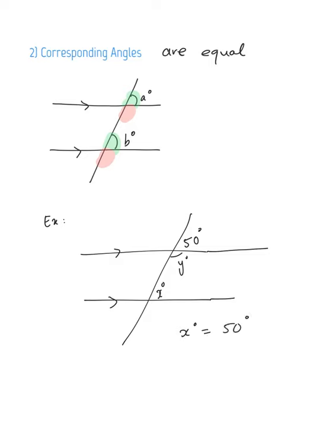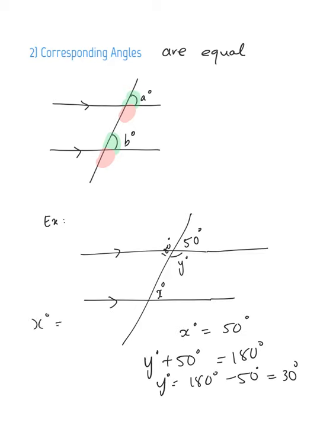And using my supplementary rule, I could conclude that a straight line over here is 180 degrees. So y plus 50 gives me 180 degrees. So y equals 180 degrees minus 50 degrees, which gives me 130 degrees. So therefore x is 50 degrees and y is 130 degrees. That's a corresponding angle.